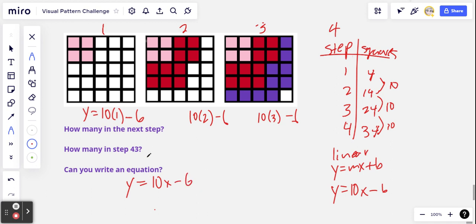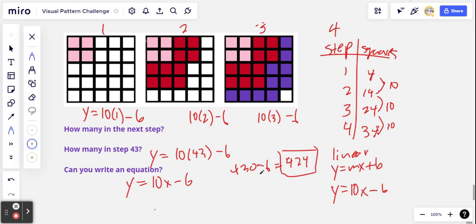And then to calculate the number in step 43, we're just going to plug 43 in for x. So y equals 10 times 43 minus 6. And 10 times 43 is 430. So 430 minus 6 is 424 squares.